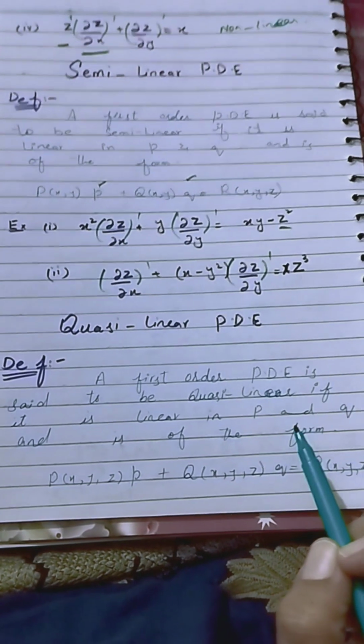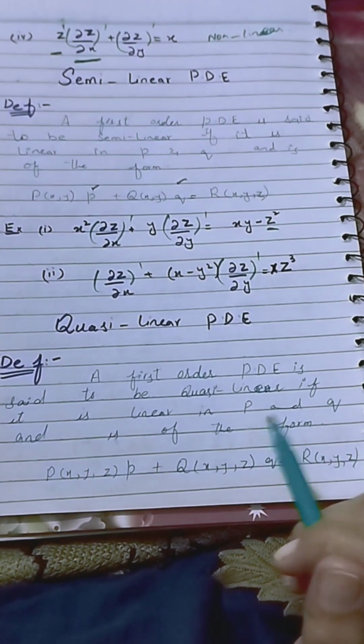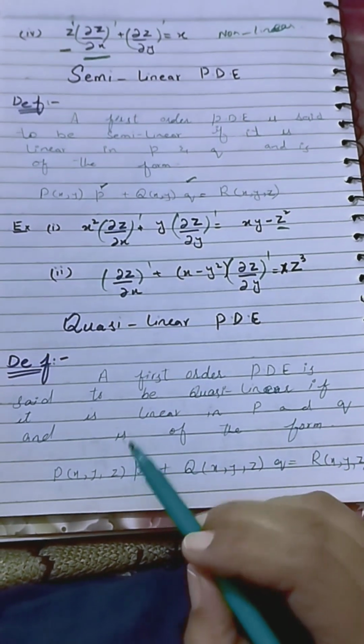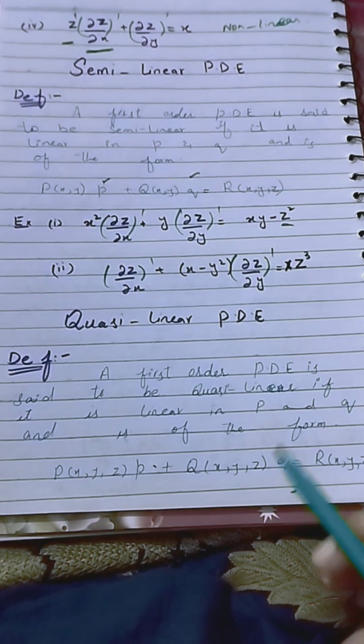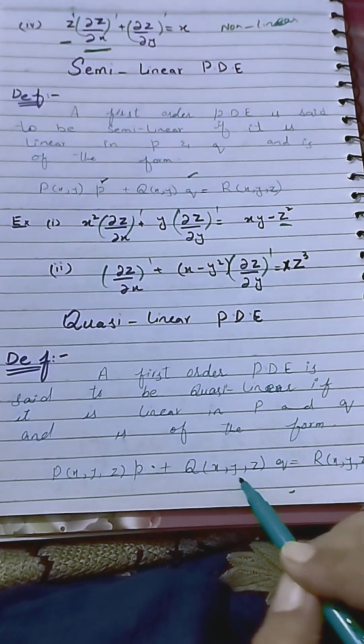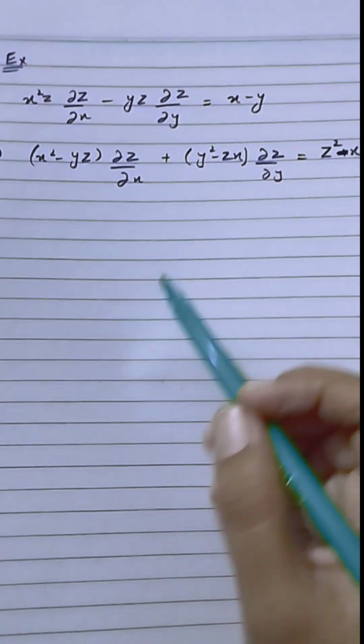Let's see quasi-linear partial differential equations. A first order partial differential equation is said to be quasi-linear if it is linear in p and q and is of the form where the coefficients of p and q are functions of x, y and z. Let's see the examples.